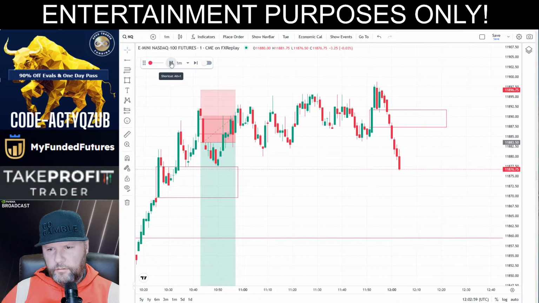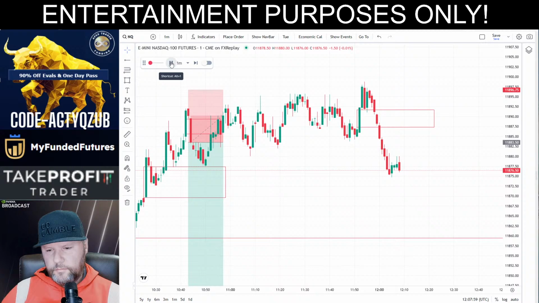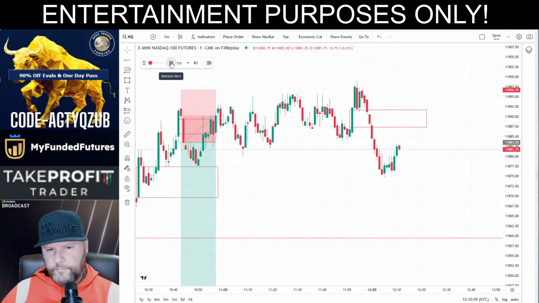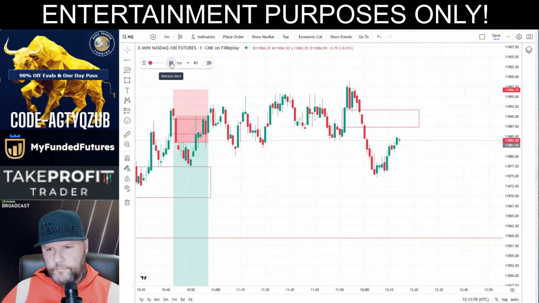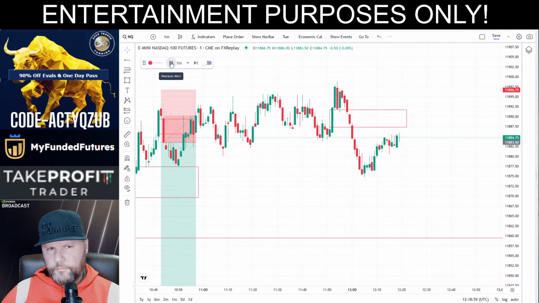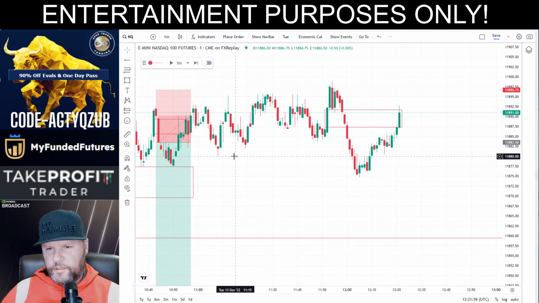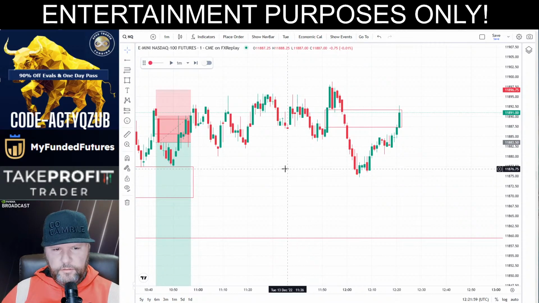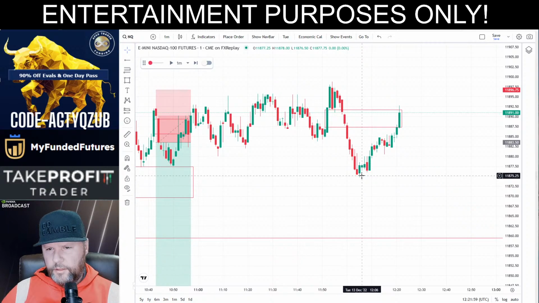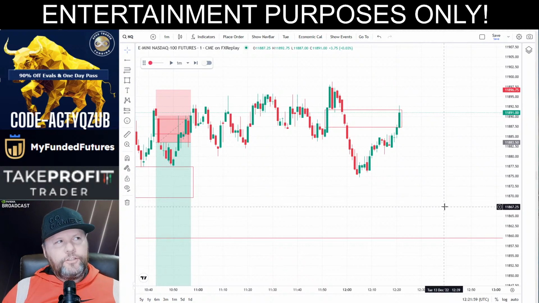So let's just kind of see how it would have played out. So yeah, would have hit this internal here. I mean, that would have been a scalable spot, I think. Nah, it's only 5 handles. So maybe this swing. Yeah, that would have been 10. So red trades more than losses. All the same thing, right?